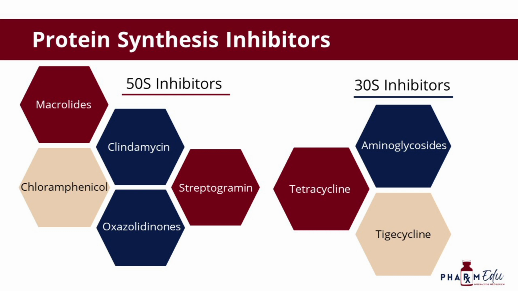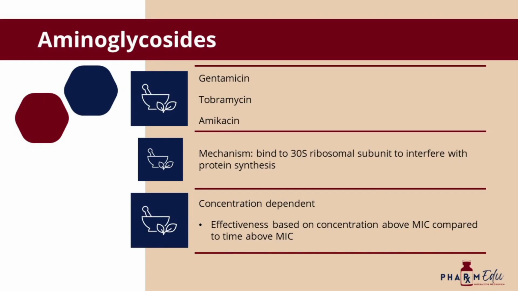These agents include aminoglycosides, tetracyclines, and tigecycline. The three aminoglycosides are Gentamicin, Tobramycin, and Amikacin. They work by binding to the 30S ribosomal subunit to interfere with protein synthesis. These agents are concentration dependent. This allows for a significant post-antibiotic effect, which means there is a continued suppression of bacterial growth after the antibiotic levels fall below the MIC, or the minimal inhibitory concentration.